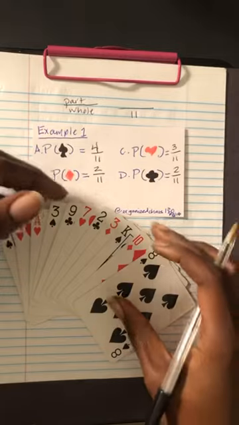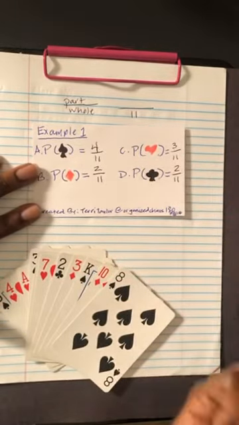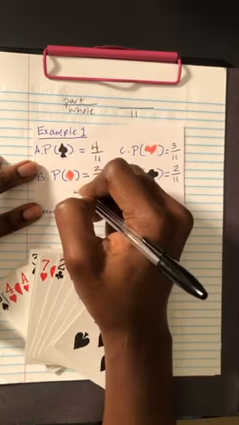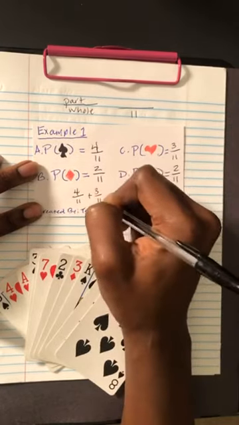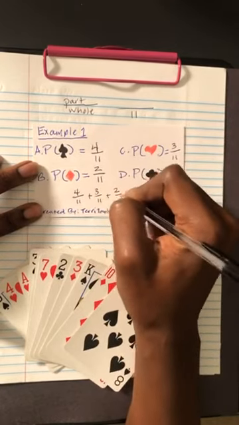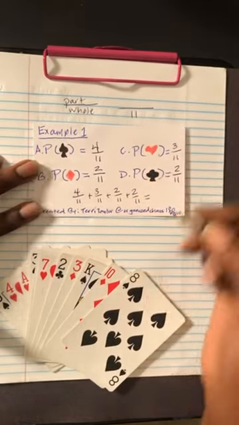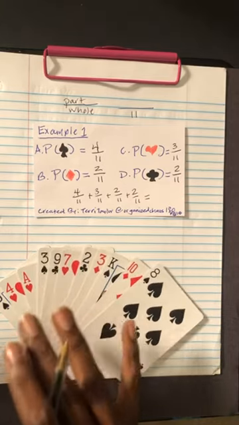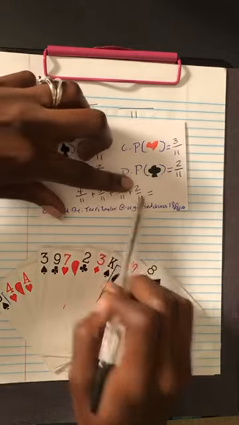So we just want to check our work real quickly. We're going to do a quick check to make sure that that equals all of the cards that we have. So we're going to do 4 over 11 plus 3 over 11 plus 2 over 11 plus 2 over 11. So this should represent all of the cards or 100% of the cards that is in my hand. So 4, 5, 6, 7, 8, 9, 10, 11.